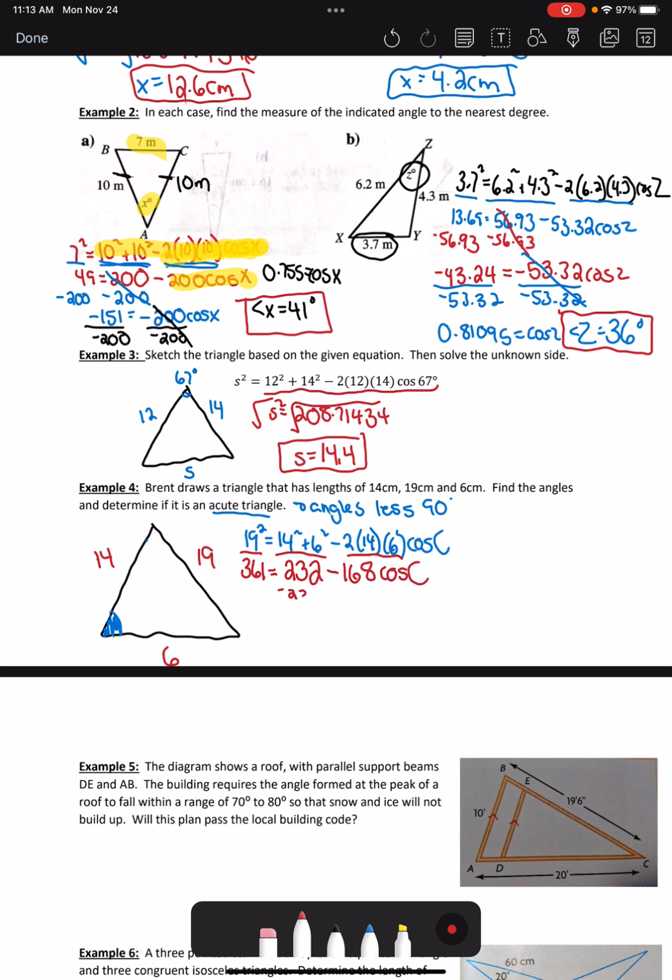Subtract the 232 over. And then I get 129 equals negative 168 cos C. Divide the negative 168 over.